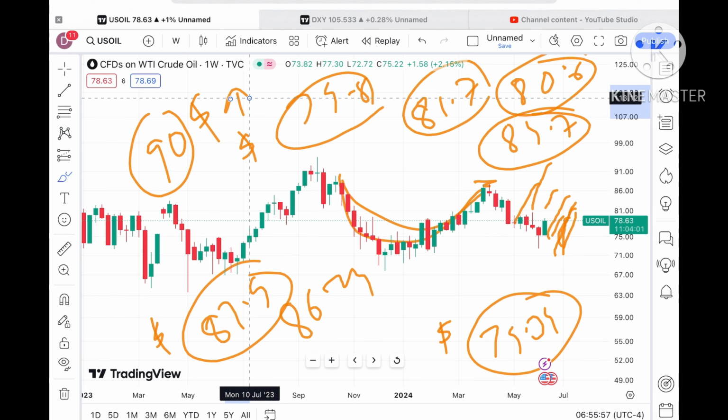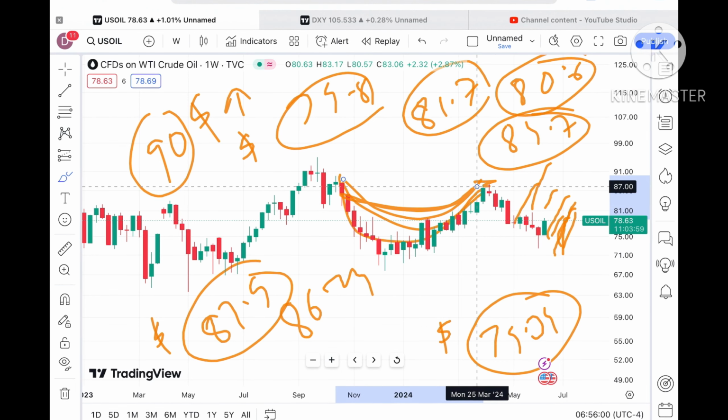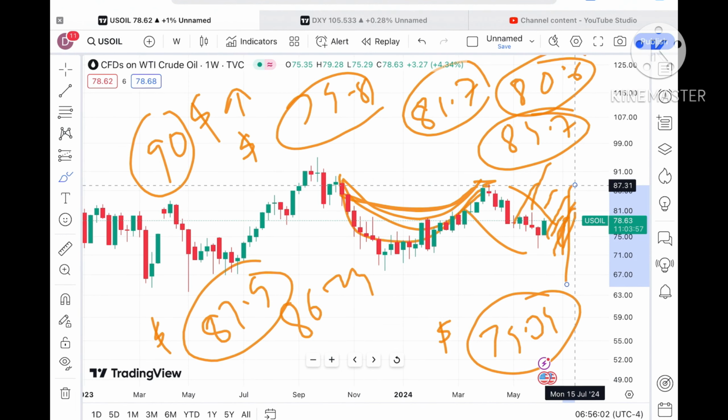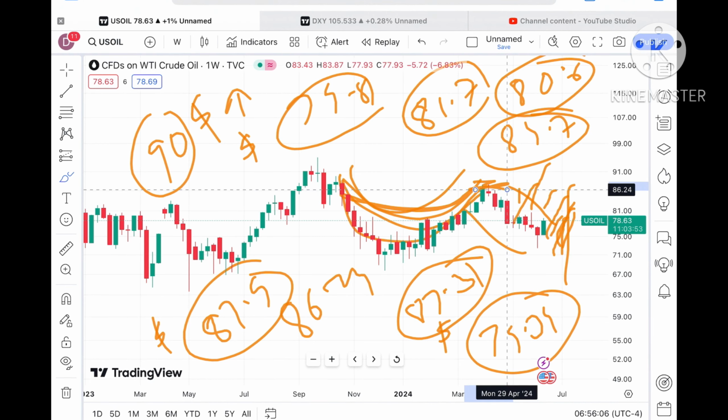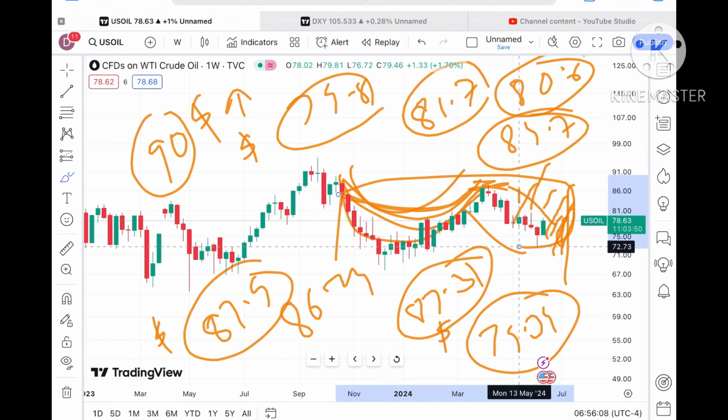Okay, the probability of moving further upside is there, because you can see a clear U pattern is forming, and then a fall. After that we can see it will cross a level of 87.31 and then further upside, because this is the level where the price is moving to.